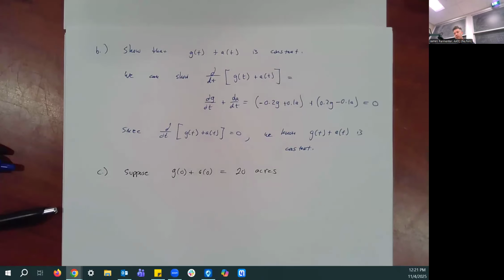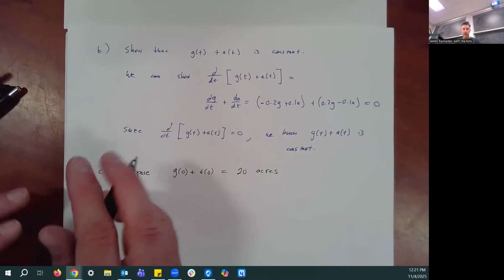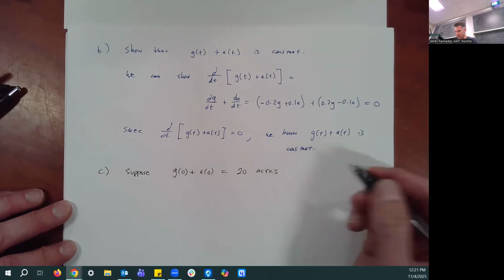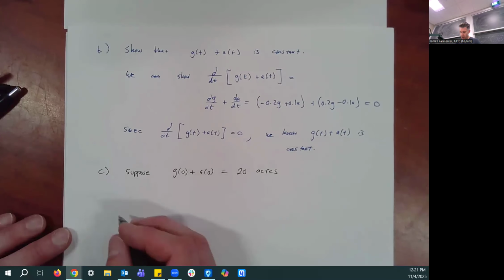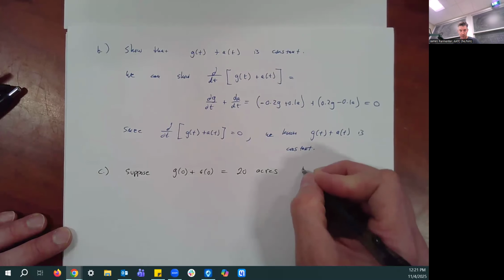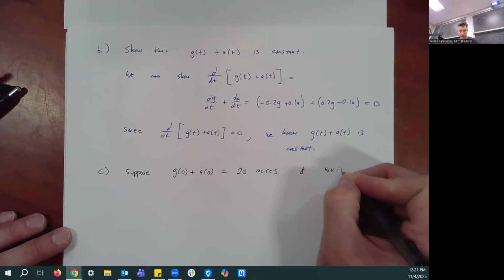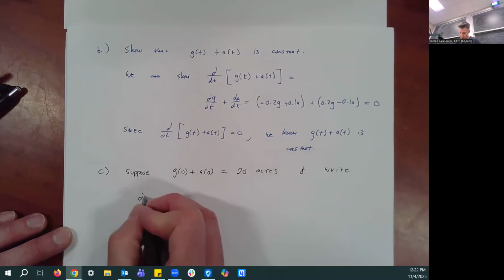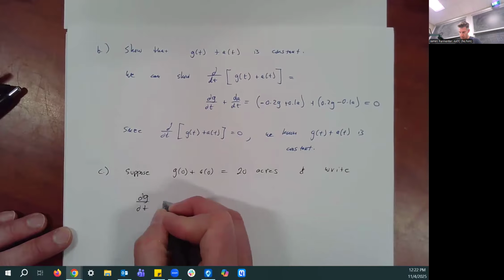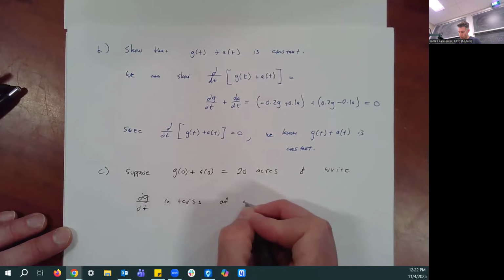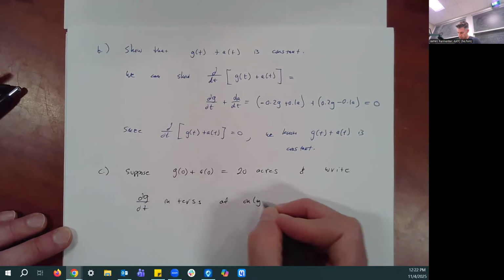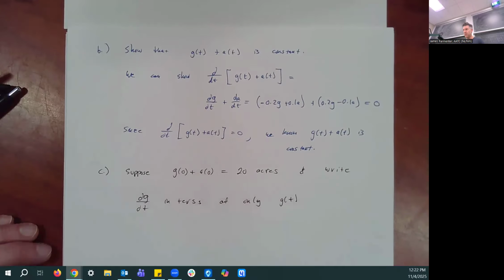Okay. Sorry about that. So anyway, suppose this is equal to that. Let's go ahead and write dg dt in terms of only g. What does that even mean?